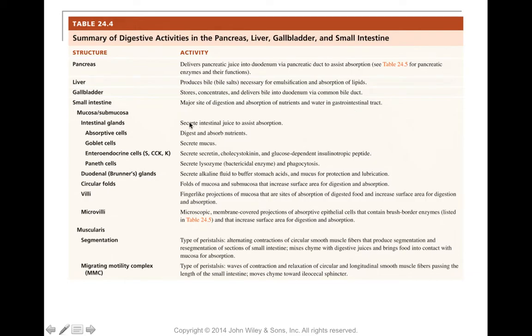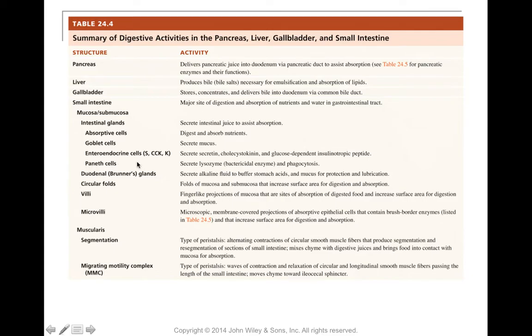We're going to be responsible for secreting intestinal juice that comes from the intestinal glands. The absorptive cells are going to digest and absorb nutrients. Goblet cells secrete mucus. Enteroendocrine cells are going to secrete specialized hormones like secretin, cholecystokinin, glucose-dependent insulinotropic peptides. We'll talk about them a little bit later on. I'm not going to go too heavily into depth with those, though.